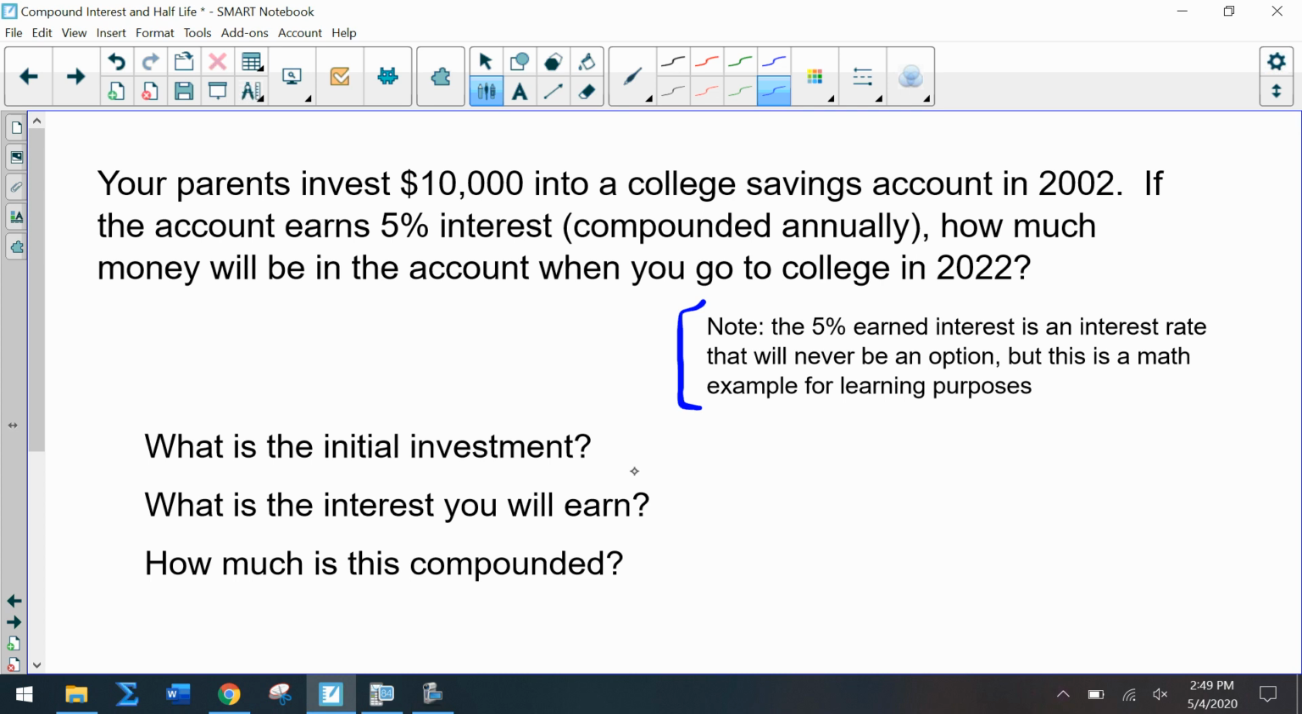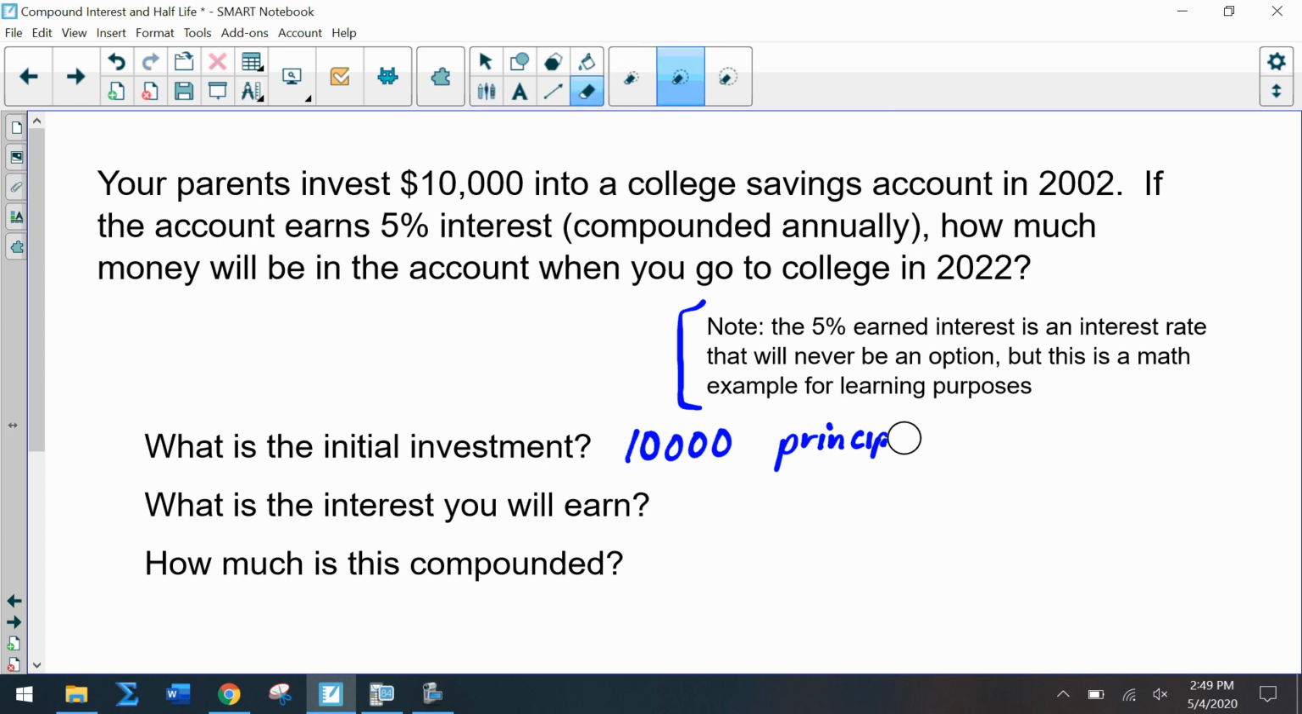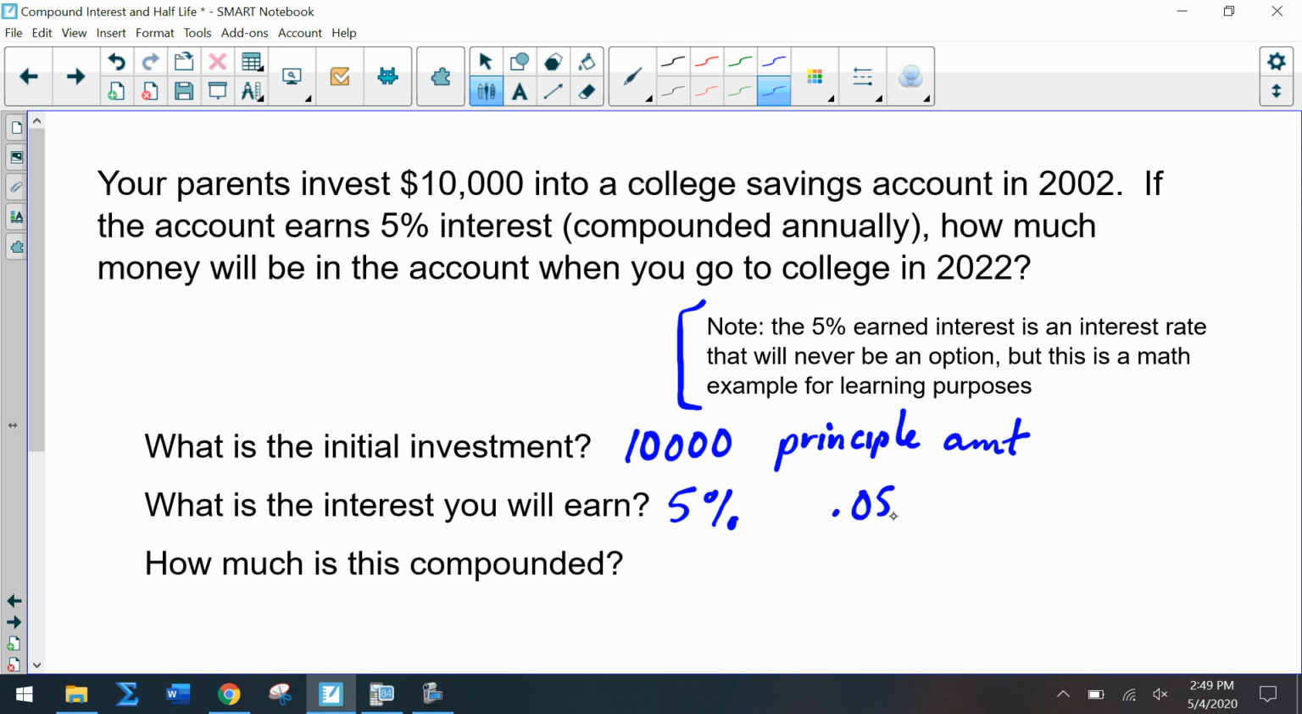So the initial investment we had was $10,000, and that's called the principal amount. It's what we start with. And then the interest that we're earning is 5% interest, so as a decimal, we have 0.05. And then it's compounded annually, or once a year. Okay, so let's think about what compound interest is.